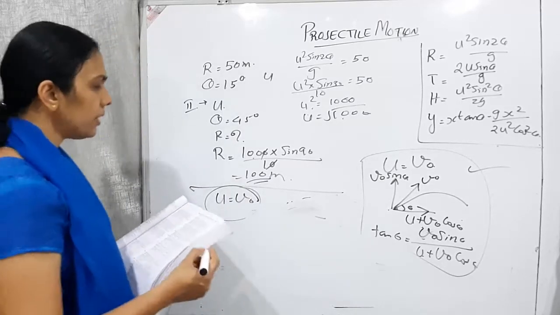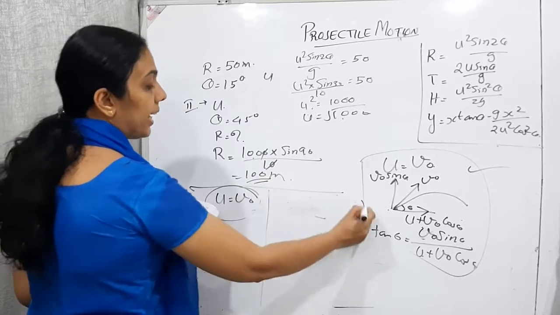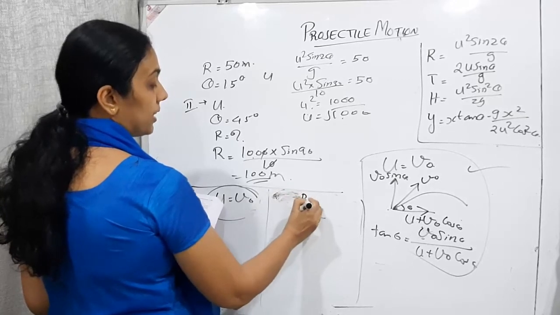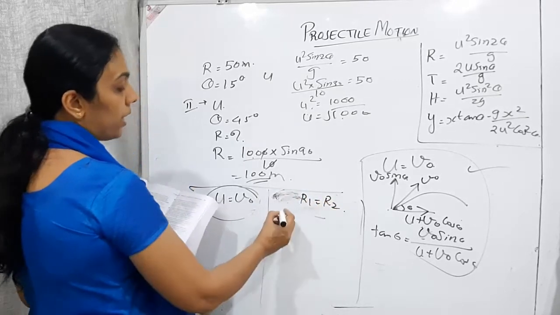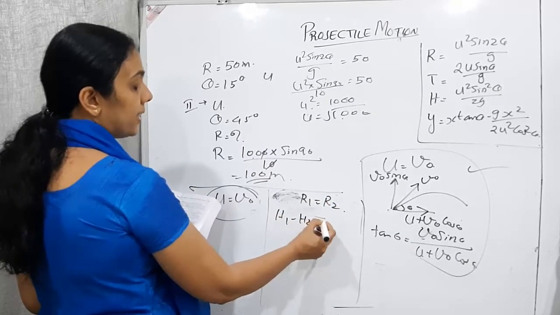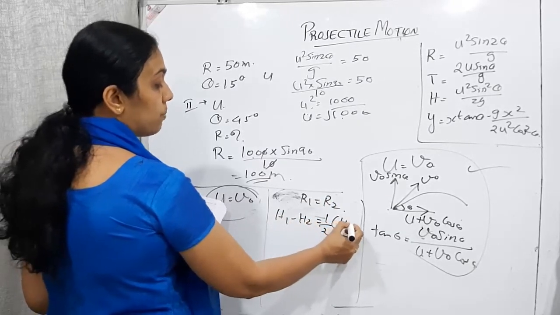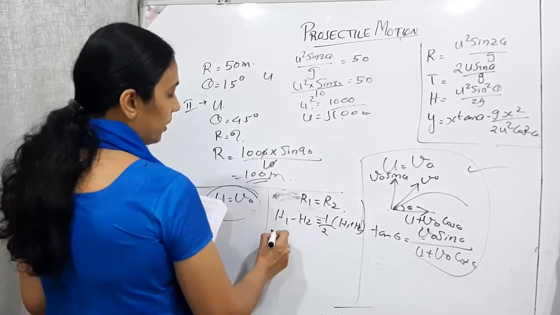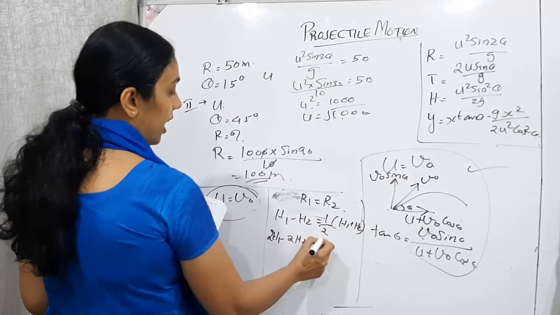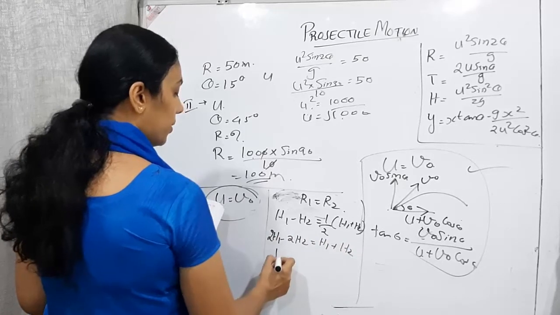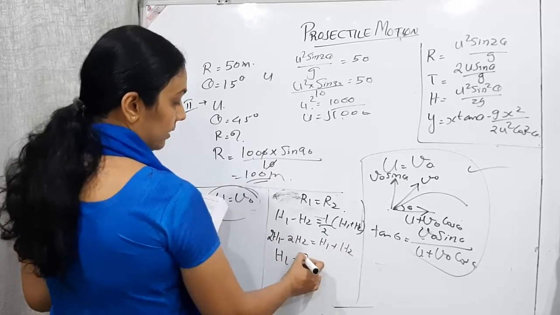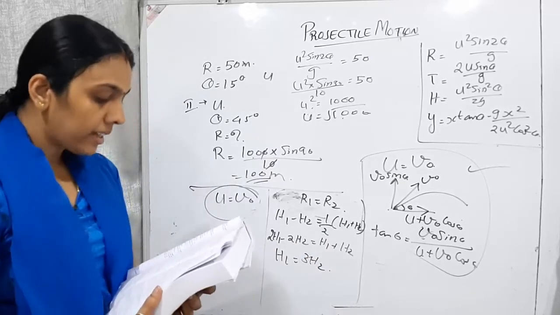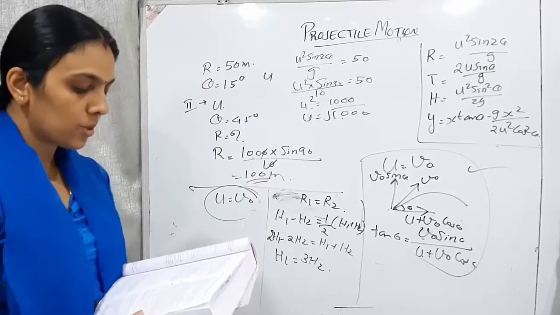So here the range is the same in the two instances, that is u square sine 2 theta by g. I am writing it as R1 will be equal to R2. Okay, h1 minus h2, one is exceeding the other by half of h1 plus h2, the sum of the heights attained by the two. Right. So here if we are doing this, 2h1 minus 2h2 equals h1 plus h2. So we will get h1 equals 3h2. Okay, h1 equals 3h2. We need to find out the angle of projection of the stone which attains smaller height.